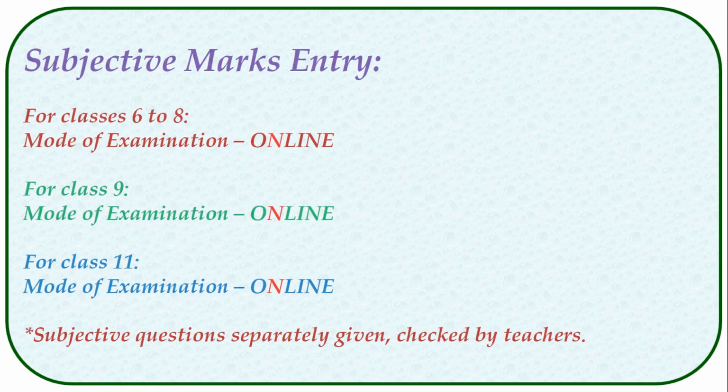Next, subjective marks entry. This is for classes 6 to 8, class 9 and class 11 on the online mode, where they are clicking on the subjective tab in ERP to get subjective questions and they are preparing the answers and sending them to the teachers for checking. The teachers who are checking those papers separately for the subjective questions will be entering these marks.